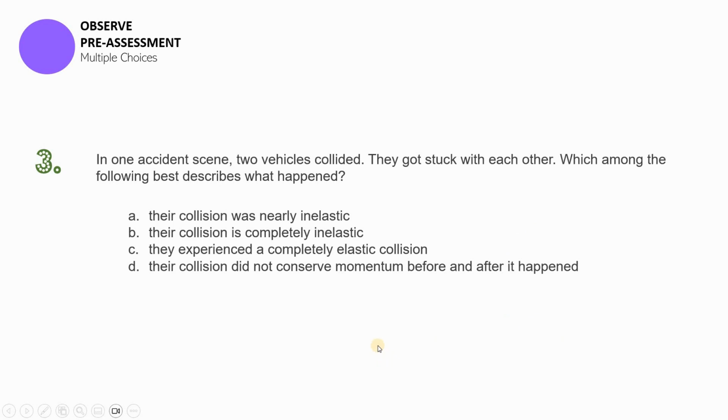In one accident scene, two vehicles collided. They got stuck with each other. Which among the following best describes what happened? A. Their collision was nearly inelastic. B. Their collision is completely inelastic. C. Their experience is a completely elastic collision.